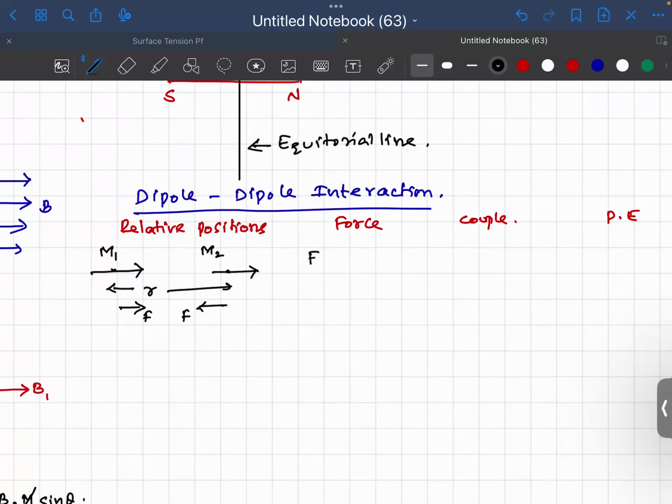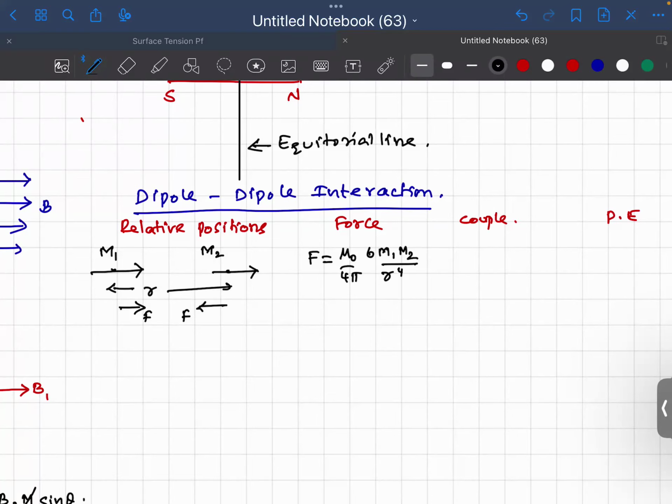Now, that attractive force is given by, I am writing only the magnitude part, mu naught by 4 pi, 6 M1 M2 by r to the power of 4. Remember, it is the speciality of this 4, power 4. Earlier, you know, inverse square law, inverse cube law. It is r to the power of 4 law.